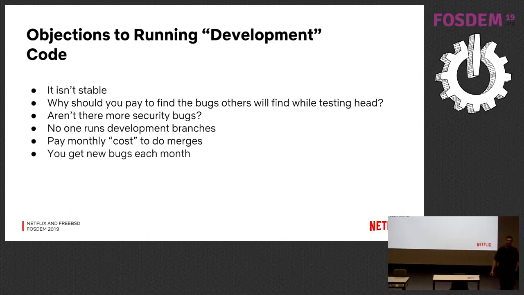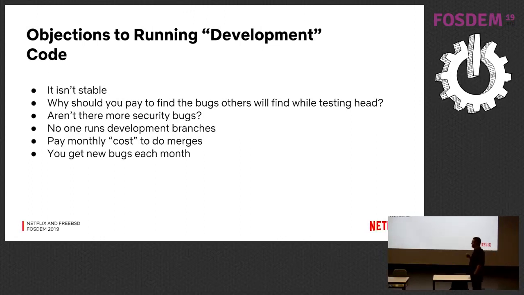And you get new bugs each month. Yes, that's true. We do get new bugs each month. We also get new features. And the new features are really cool. And guess what? If we were running the stable branches and we did a merge once every 2 years, we'd get new bugs then too. But we wouldn't be getting new features during that 2-year time. So I think that on the whole, it's true you get new bugs each month, but it's at a manageable pace. They're a little bit easier to debug and fix.